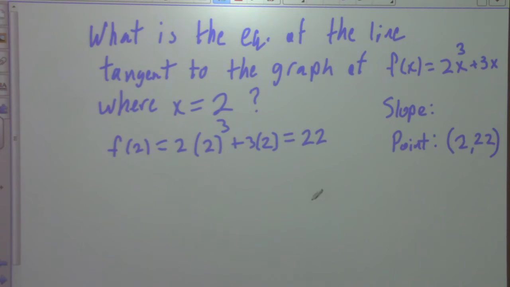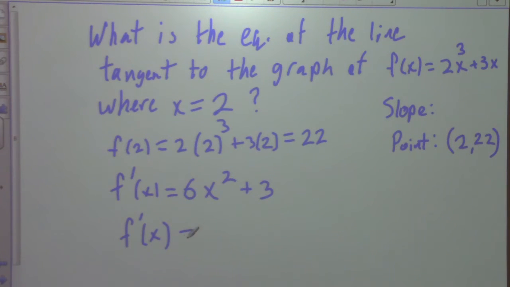Okay, good. So now we have our point, and then what next? You use the point to get the slope. What is our slope? You've got to find the derivative. So let's go ahead and find f prime of x. You move the 3 to the front, so it's 3 times 2, which is 6x, and 3 minus 1 is 2, so 6x squared, plus 3.